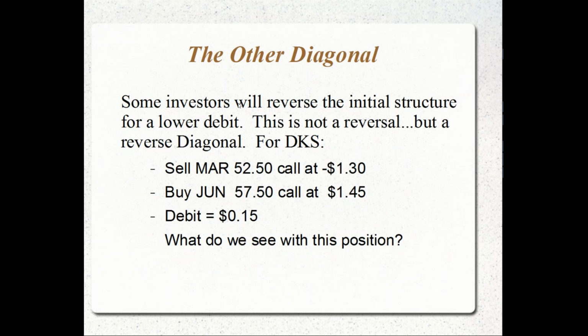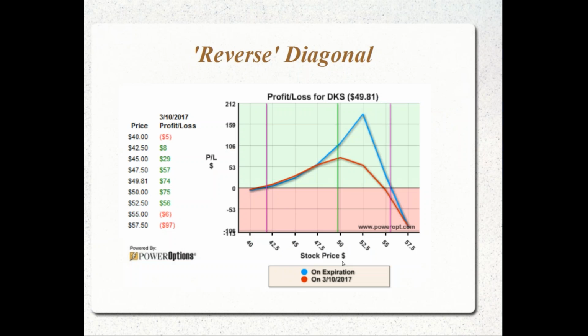Okay. Now, real quick, there is another diagonal. Some call it the reverse diagonal. They'll reverse the initial setup for a lower net debit. It's still considered a diagonal, but in this case, we'll still sell the March 52.50, but rather than buying one in the money, we'll buy the June 57.5 at $1.45. Okay, so the strike that I'm buying is higher. This gives me a debit of 15 cents.